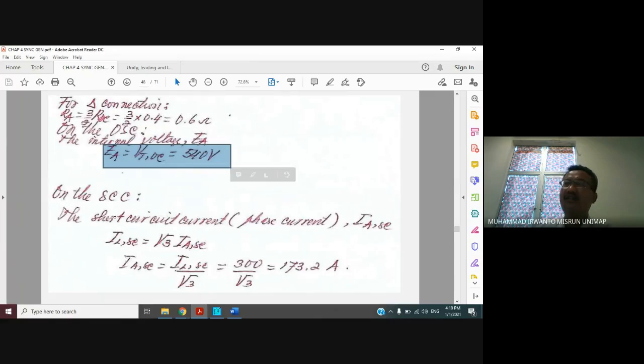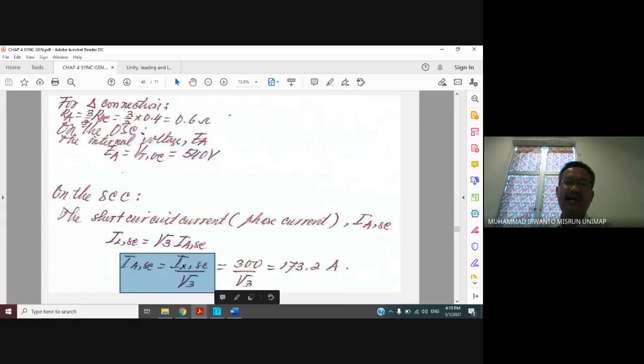And the short circuit for the delta connection: remember, for the delta connection, line current is equal to square root of 3 times the phase current. Here, line current is equal to square root of 3 times the armature current. So we can obtain from the short circuit line current, IA short circuit equals IL over square root of 3. From the given data, 300 divided by square root of 3 is 173.2 amperes.